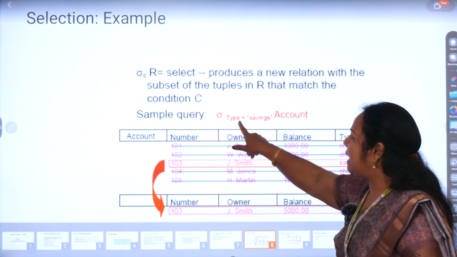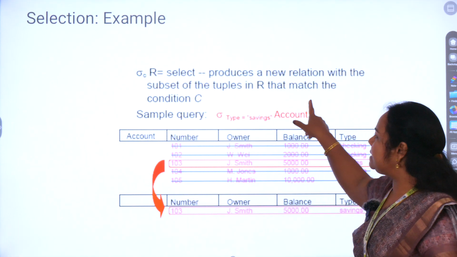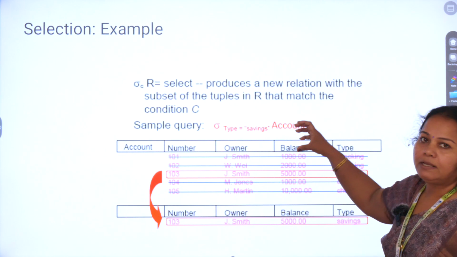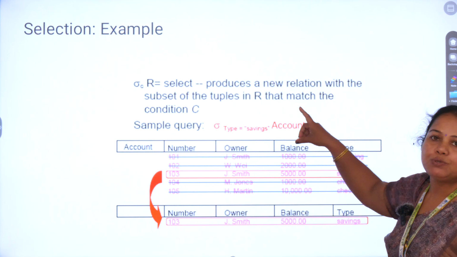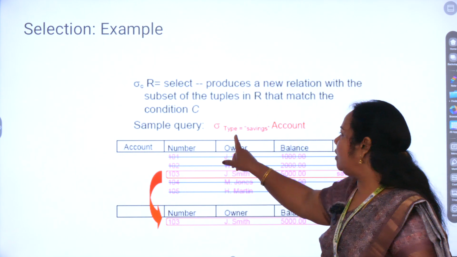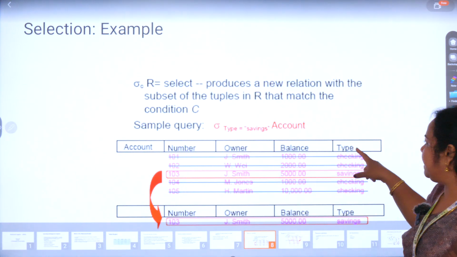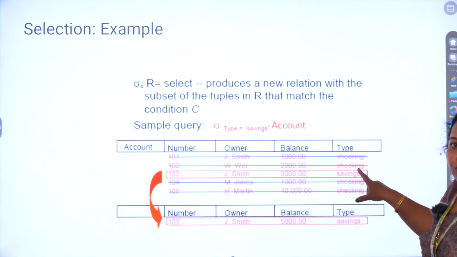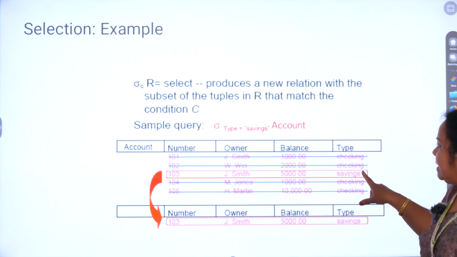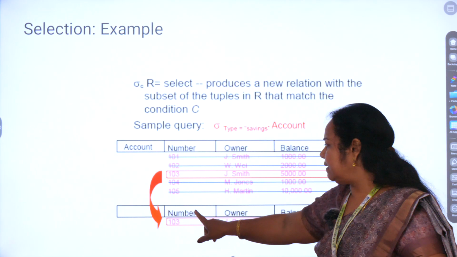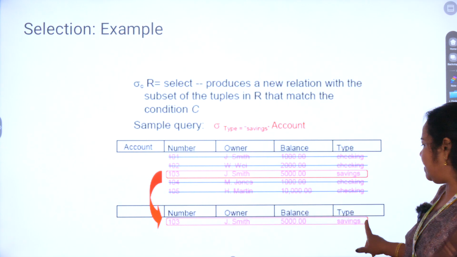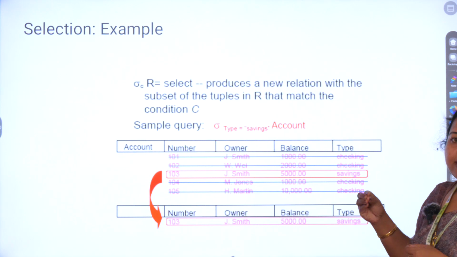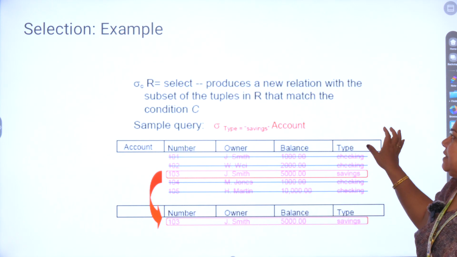So sigma of type equal to savings on account, where account is the relation name. I am going to select a tuple from the relation using the sigma operation. Now listen: type is equal to savings, and here is the type attribute. There is only one tuple with savings. So our output is number, owner, balance and type for the savings tuple only. This is how to select a tuple from the relation.